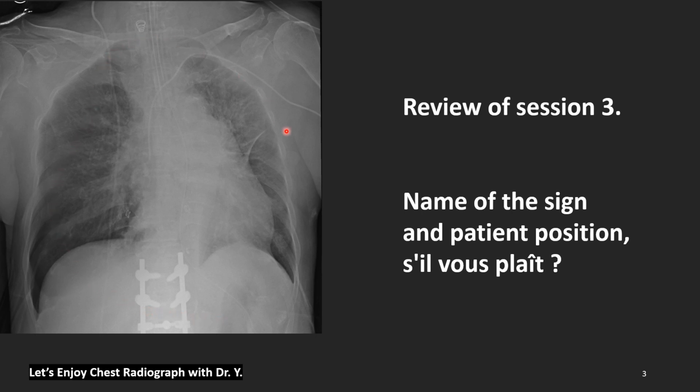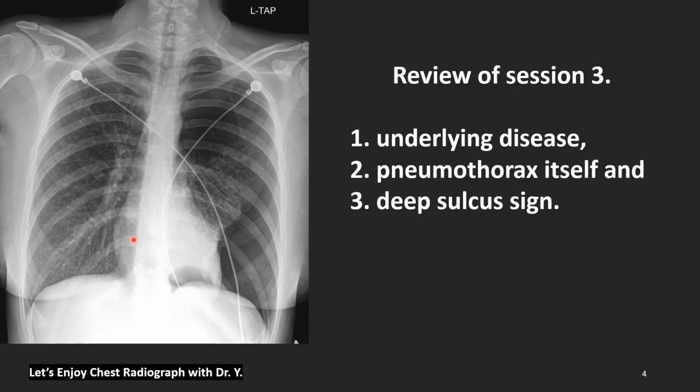Yes, the position is supine. The patient is looking in bad condition. Intubation tube here, central line in the superior vena cava, and some catheter here, VP shunt. The sulcus on the right side is relatively deeper than the left side, and we see the visceral pleura and the black area of pneumothorax. That is AP position and pneumothorax, deep sulcus sign. Great. Case number 3.